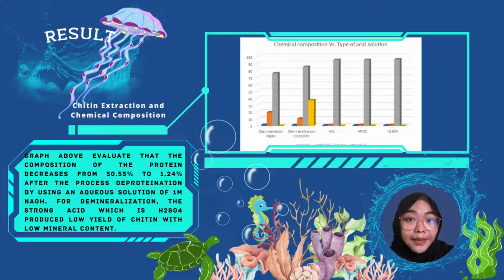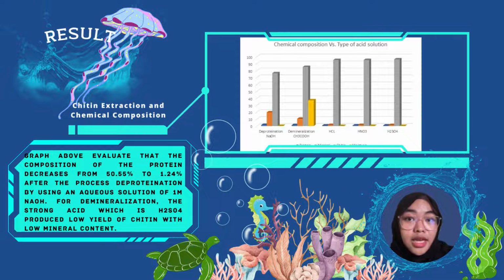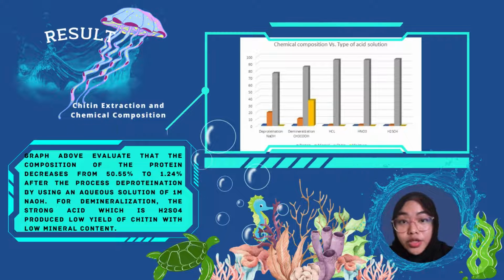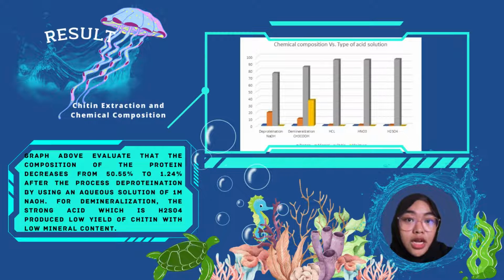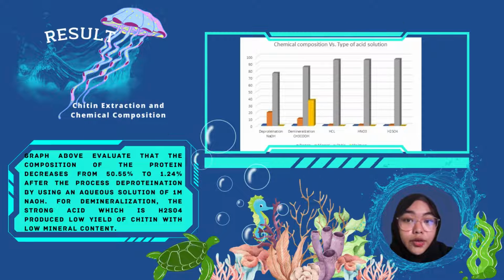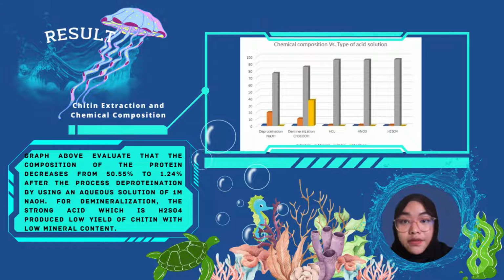For chitin extraction and chemical composition, as shown in the graph above, the result shows the composition of the raw shrimp shell powder after demineralization and deproteination. The extraction of chitin requires removing the protein and mineral to as minimal a level as possible. The graph shows that the protein composition decreased from 50.55% to 1.24% after deproteination using an aqueous solution of 1 mol NaOH. For information, deproteination might only slightly lower the mineral content, because NaOH can only remove some minerals from the shrimp shell, but not significantly.